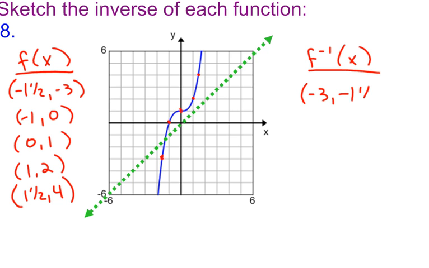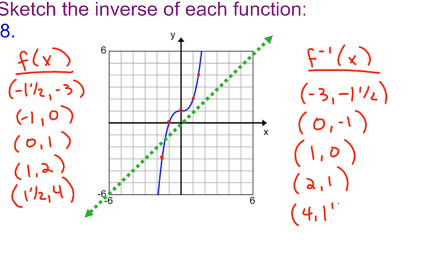So I'm going to go ahead and flip all of those ordered pairs. And then go ahead and plot those points. So I'm just going to erase these red circles so they don't confuse us. And I'll go negative 3, negative 1.5, 0, negative 1, 1, 0, 2, 1, and 4, 1.5. Now this is really going to be a sketch for me.